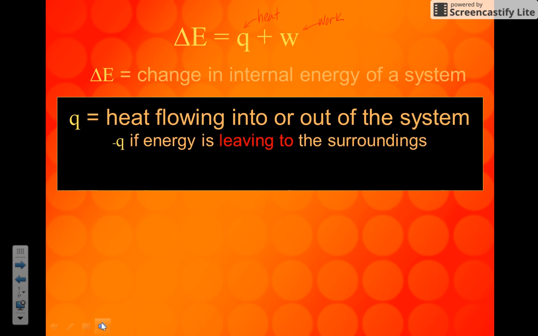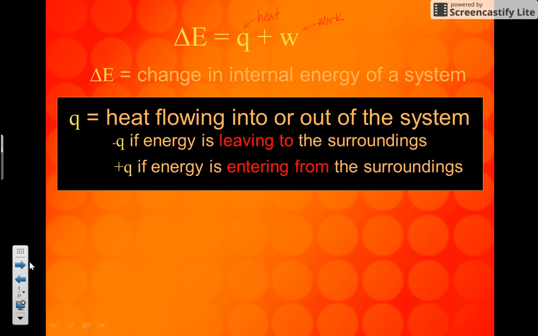Q is going to be negative if the energy is leaving the system, because you have to base it on your reference point. If energy leaves, the heat is leaving, so we call that exothermic. So we say the heat is negative because it's exiting the system. Q will be positive if the heat is entering the system from the surroundings. So that's an endothermic process that we talk about. So the sign of Q is based on the direction or the path that it took.